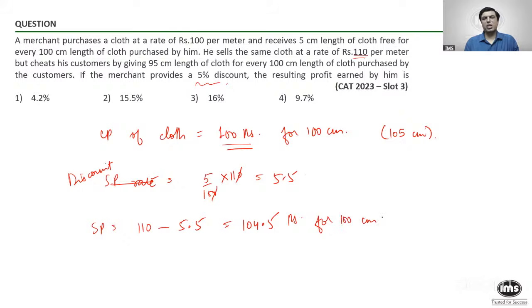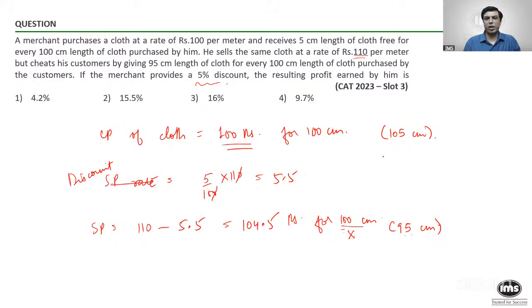But other than this markup and this discount, it's doing something more also. It's cheating the customer. So when the customer pays him for 100 centimeter, he doesn't get 100 centimeter. He gets 95 centimeter. Now, one more thing, one last thing to remember, and we will get the answer. When he sells 95 centimeters, he can raise 104.5 rupees.